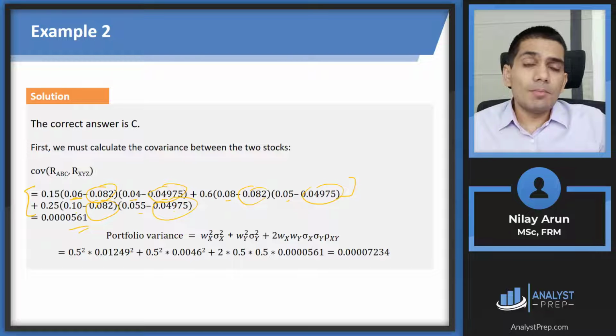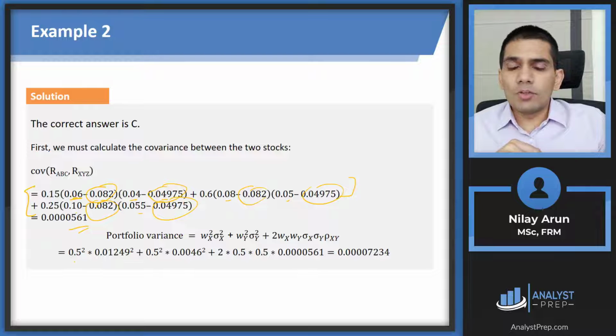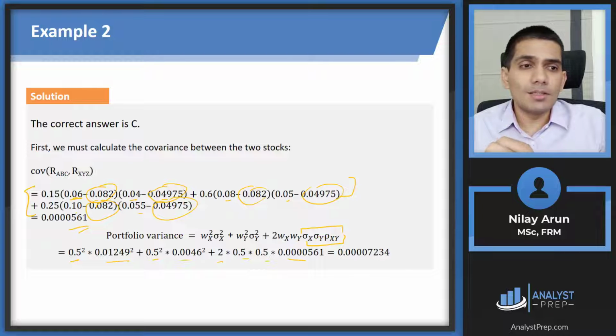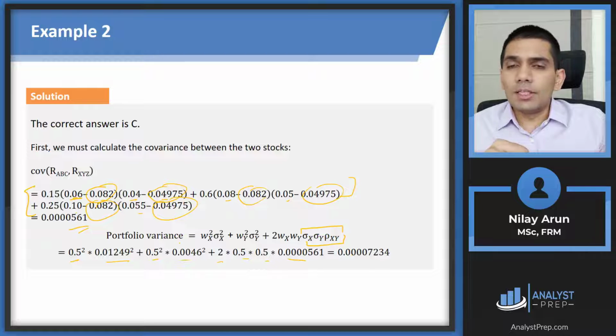Once we have the covariance, we simply put it back into the portfolio variance formula. We know the weights, so we square 0.5, 0.5 square. We know the standard deviation. Again, we have squared that. We do the same thing for the second stock. Then twice of the individual weights and the covariance. Remember, these three things are what we have combined into covariance. So Wx and Wy remain the same. And these three things are basically the covariance, and that's here. So we put it here. So that's how we're calculating the variance.